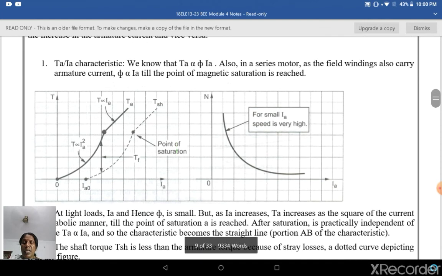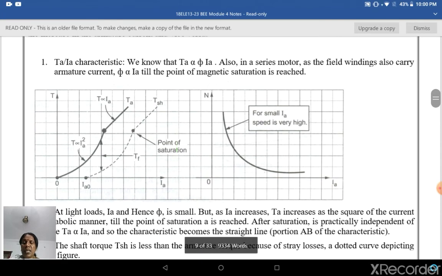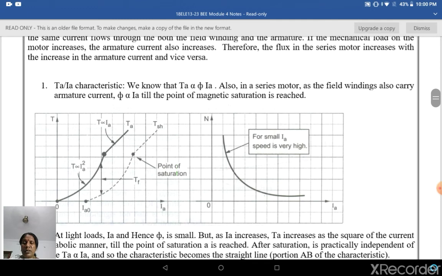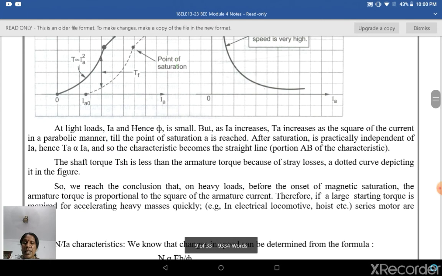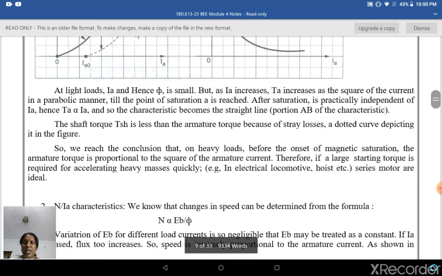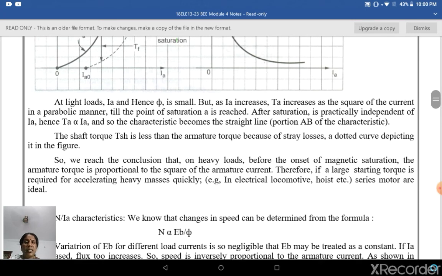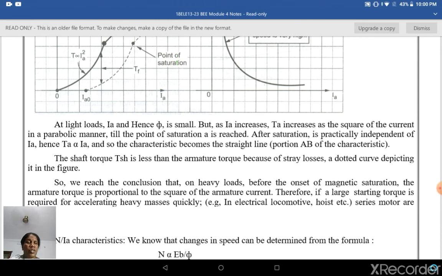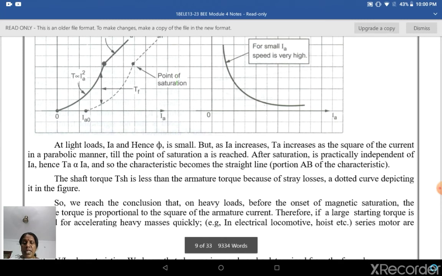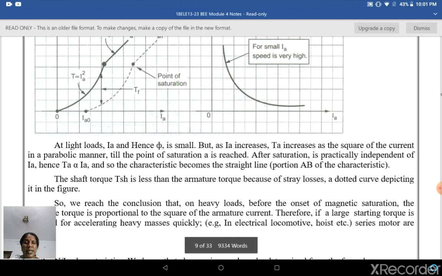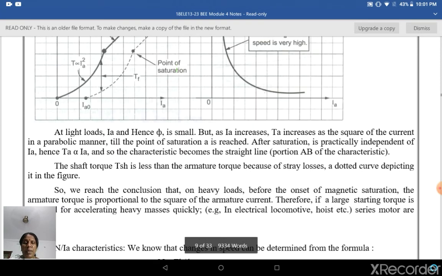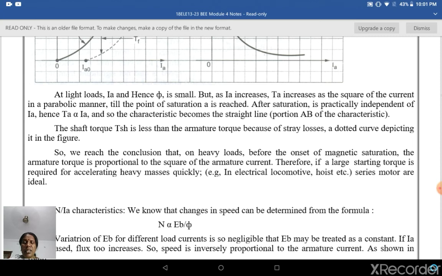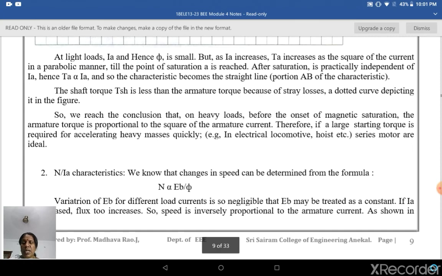Torque versus armature current characteristics. As the torque increases, current is also increased. As the current increases, torque is also increased. At light loads, Ia and hence phi is small, but as Ia increases, Ta increases as the square of the current, in a parabolic manner, till the point of saturation is reached. After saturation, phi is practically independent of Ia, hence torque is proportional to Ia, so the characteristic becomes a straight line portion between A and B. The shaft torque is less than the armature torque.